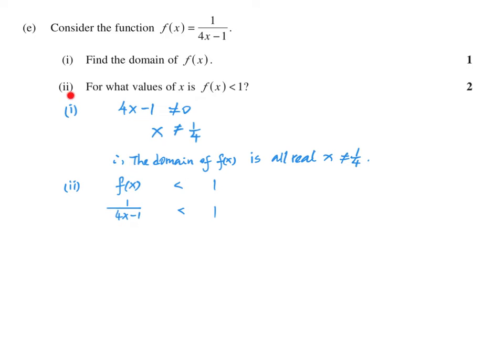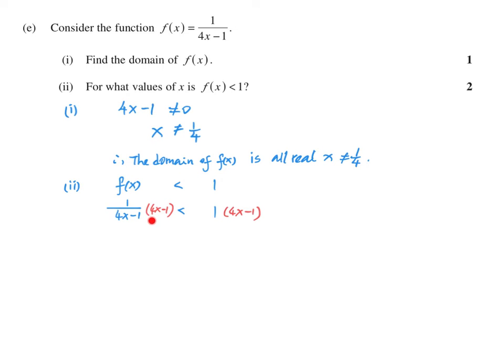Part 2 asks to solve this inequality: f(x) less than 1, where f(x) is this fractional polynomial. For solving an equation, we would just multiply both sides by 4x minus 1. But this is an inequality. We cannot do that because we don't know whether 4x minus 1 is a positive number or a negative number, because it makes a difference in an inequality. This is not an equation.